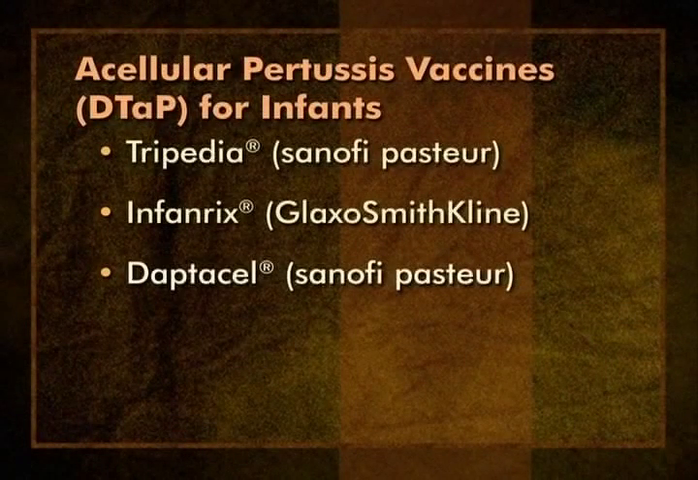There are currently three pediatric DTaP products available in the United States. Tripedia, produced by Sanofi Pasteur, Infanrix, produced by GlaxoSmithKline, and Daptacel, also produced by Sanofi Pasteur. All three brands are licensed for all five doses of the DTaP series. These vaccines are also included in combination products, which we'll discuss a little later.